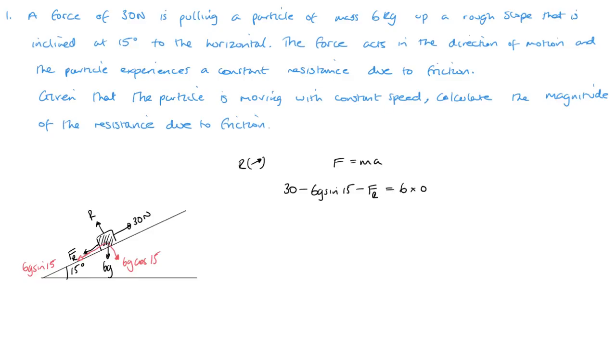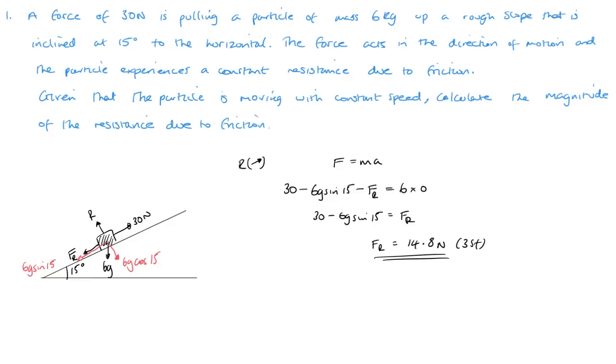So that means I've got 30 minus 6g sine 15 equals that FR. So FR is 14.8 newtons to 3 significant figures. So there we have the first question done. I think you'll agree it's fairly straightforward. Hopefully you managed to get this answer out.